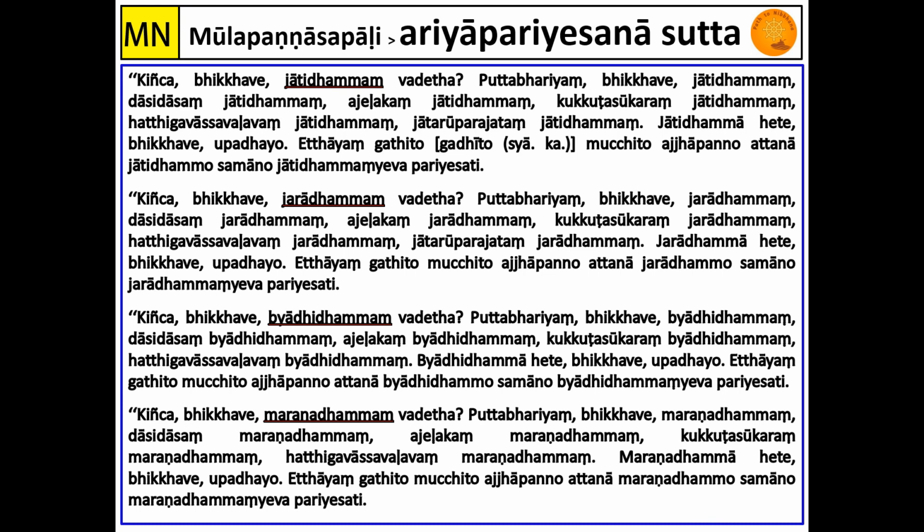Dasidasam Bhikkave Jati Dhamma. Ajilakam Jati Dhamma. Dukkuta Sukaram Jatidam. So what they are saying is Putra Bharyam, your sons and your wife, are Jati Dharma. Dasidasa means your servants are Jati Dharma. Goats, sheep, chicken, pigs, elephants, horses, cows, gold, silver. These are all Jati Dharma. So it is explained in the Arya Pariyesana Sutra.